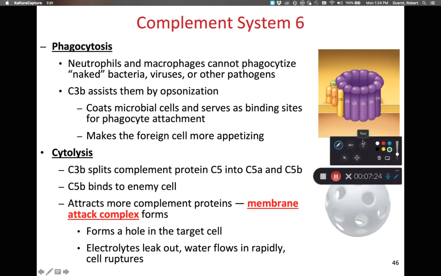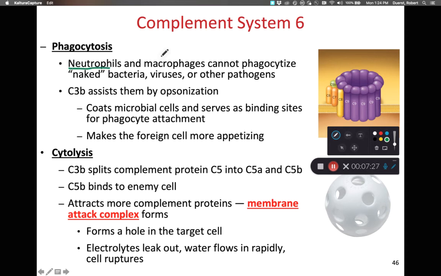We also have phagocytosis, and when we think of phagocytosis, this is going to be our classic neutrophils and macrophages that are trying to swallow the bacterium and viruses. But it's very difficult for them to. They have an incredibly hard time phagocytizing. They, for all intents and purposes, cannot phagocytize a naked bacterium. Instead, if we have complement protein 3B bind to the surface of that bacterium, that's going to opsonize it. And if we've opsonized it, we've coated that pathogen with proteins that allow for the neutrophils and macrophages to phagocytize that pathogen.